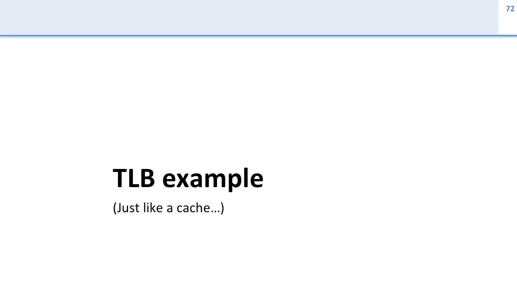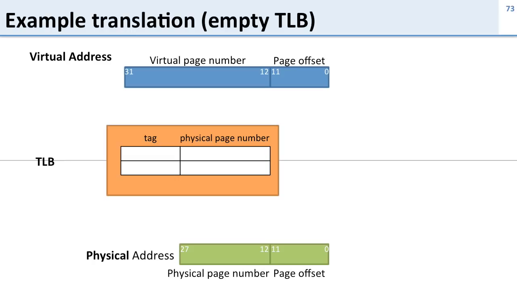Let's take a look at an example of how the TLB works. And if you've seen caches, you'll remember that this looks an awful lot like a cache. So here's our setup here. We've got our virtual address, we've got a page offset and a virtual page number. We're going to use our TLB, which is going to have a tag and a physical page number, to translate the virtual page into a physical page and give us our physical address. So let's go ahead and get started.